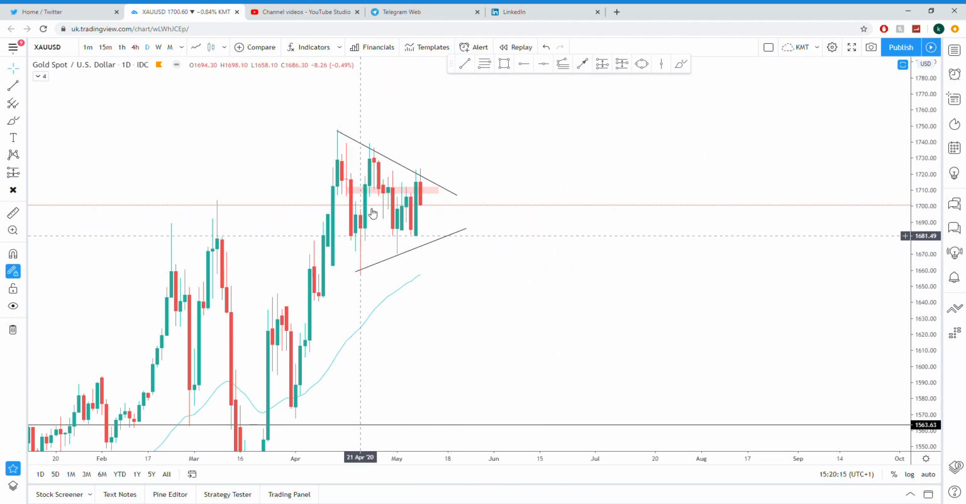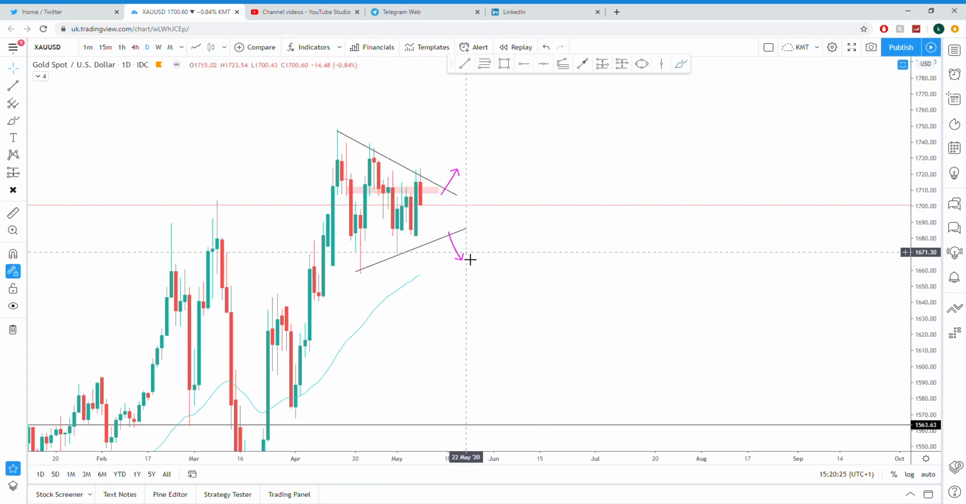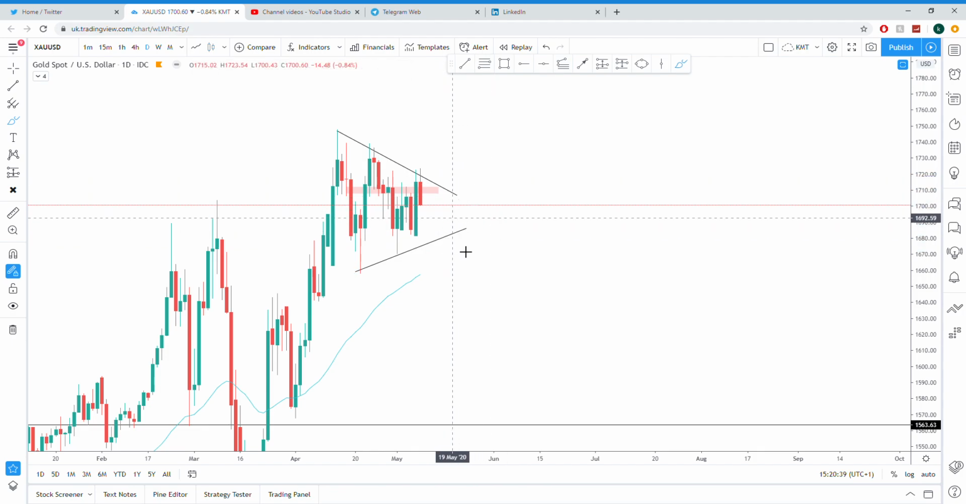So again, it's just consolidation between this range. Until we actually break out strongly above either side, so if we get a push to the upside or to the downside, we will then continue the trend. But more than likely what will happen is we'll get a fake out. So potentially we'll get a fake out to the upside and then it will continue to the downside, or we'll do the opposite, which would be a fake to the downside and then a push to the upside.